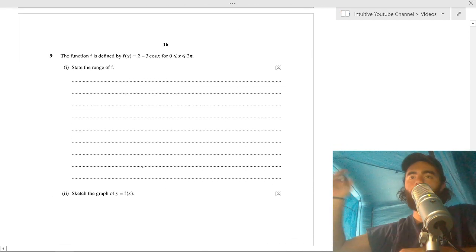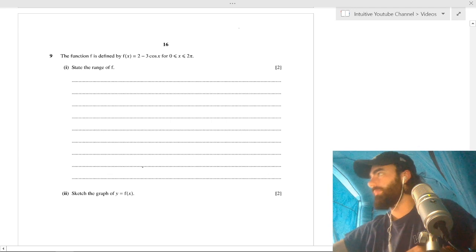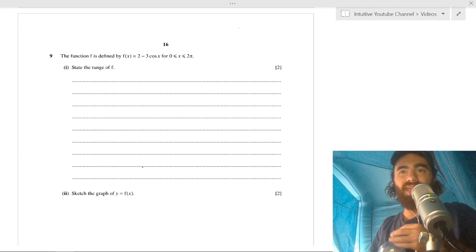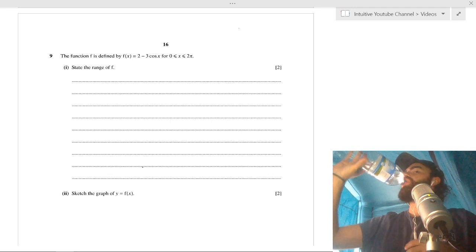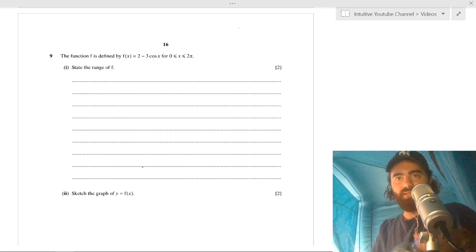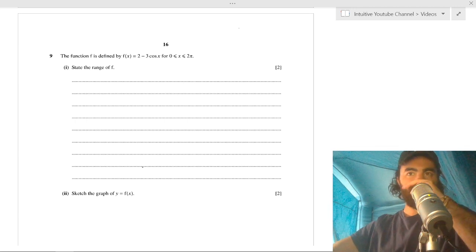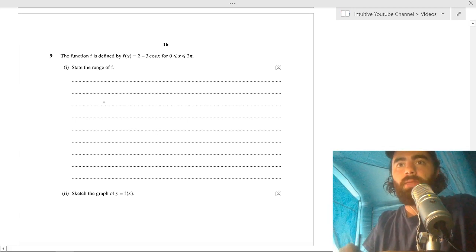Okay, let's keep going. Question number 9. The function f is defined by f of x equals 2 minus 3 cos x for 0 to 2 pi. State the range of f.